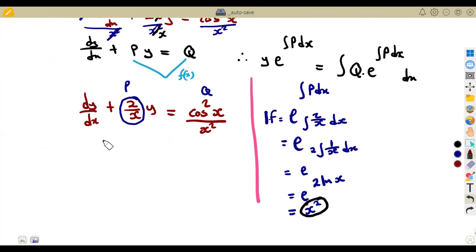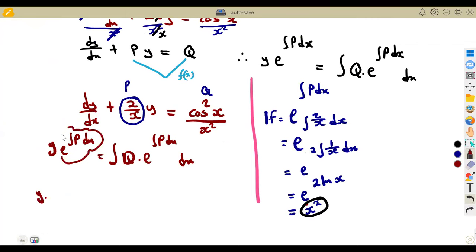Remember our formula, we said, therefore our formula is supposed to be y times e to the exponent of the integral of p with respect to x is equal to the integral of q times e to the exponent of the integral of p with respect to x, with respect to x. So we are going to have y times our integral factor, the e to the exponent of p that we simplified, and this integral factor gave us x squared in simplest form. So this is going to be y times x squared is equal to the integral of q, which is the function of x on this part. That is our q from the format that we have.